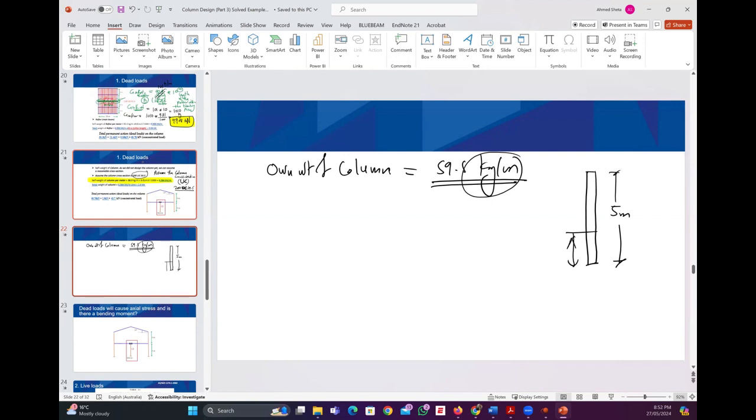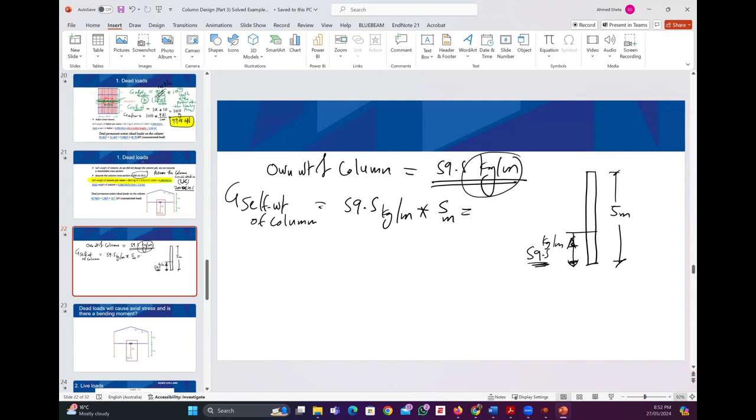Each meter of this column equals what? 59.5 kilogram per meter. So how much is the total self weight of the column? If 1 meter is 59.5, how much is 5 meter? So it will be 59.5 kilogram per meter times the column height, which is 5 meter. So this value will be 297.5 kilogram.